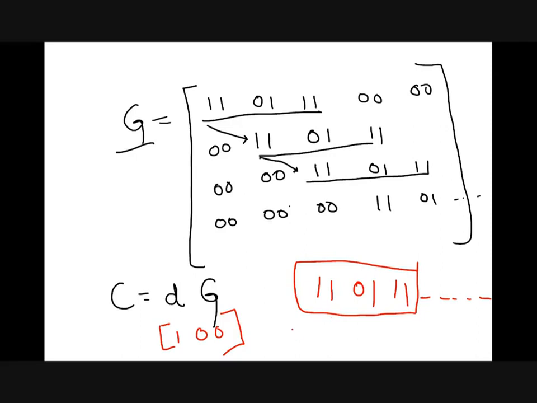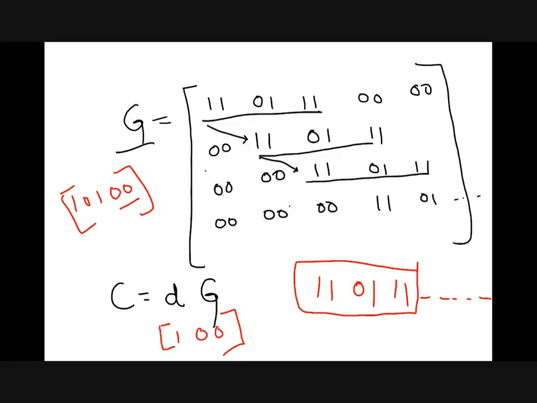Suppose it is said to find the output for 101. So what you have to do is pad it with two zeros, because it is a three-stage convolution coder, and then just multiply it with the generator matrix.